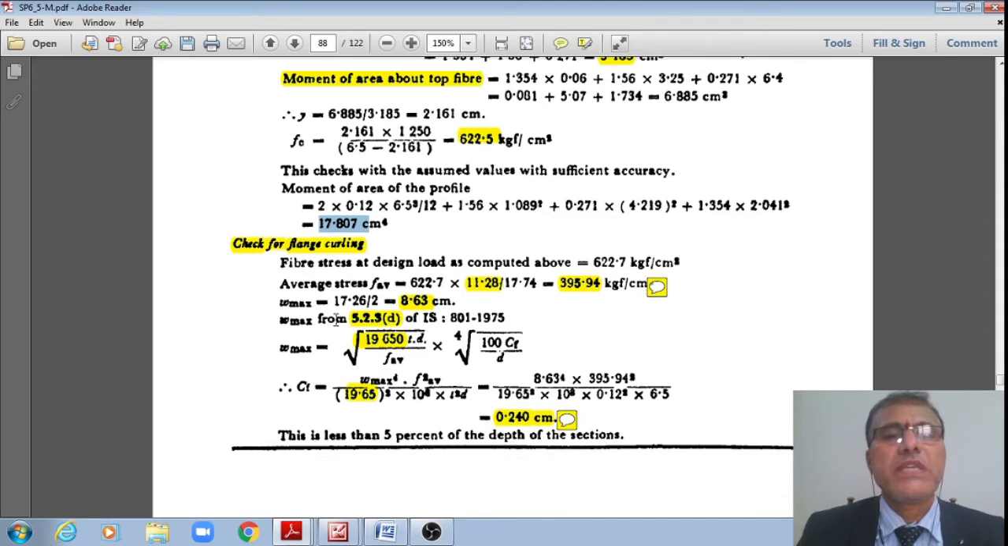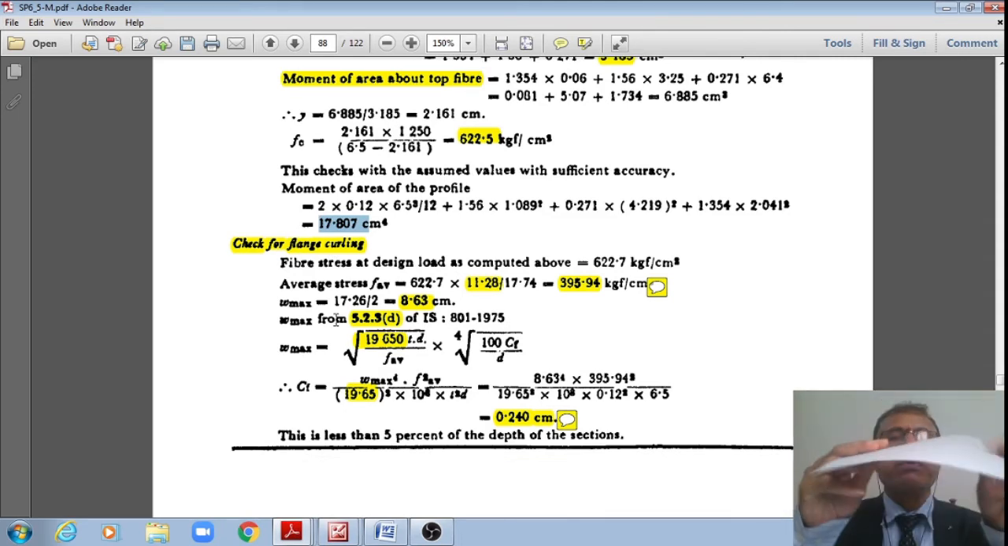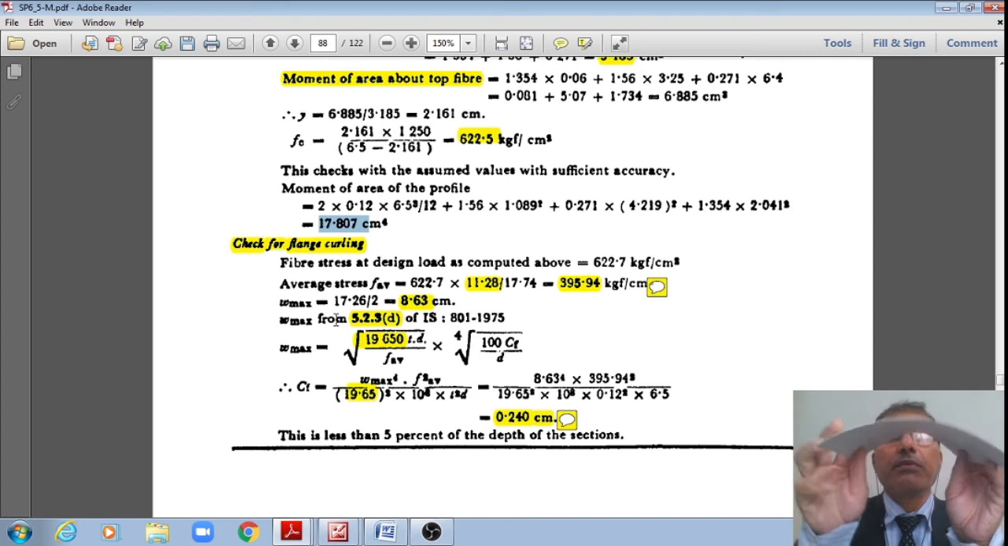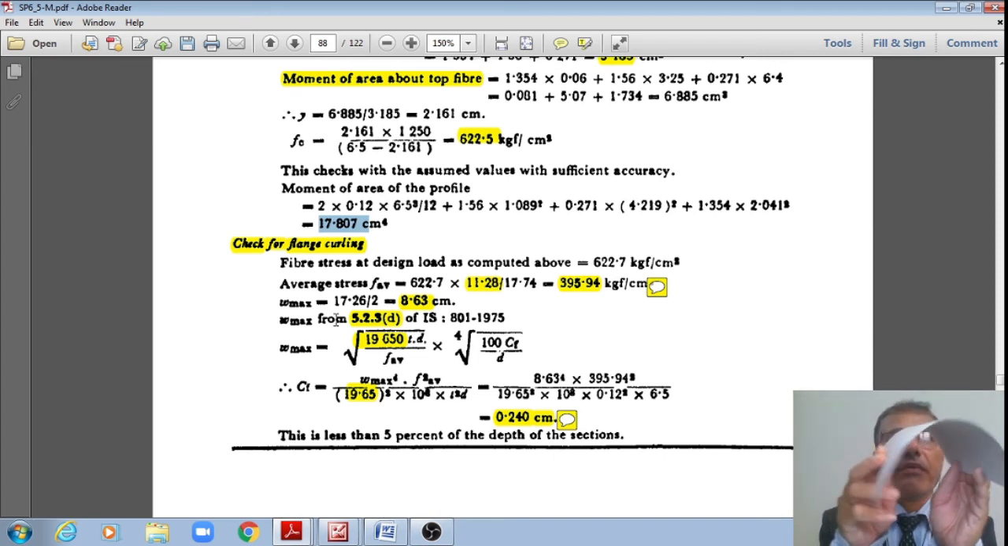Now next one is check for flange curling, right? Therefore, whether these flanges will be curling, whether they will be coming towards the web, right? This is how the curling happens. This is what is called flange curling, right? That check now we will make, right?